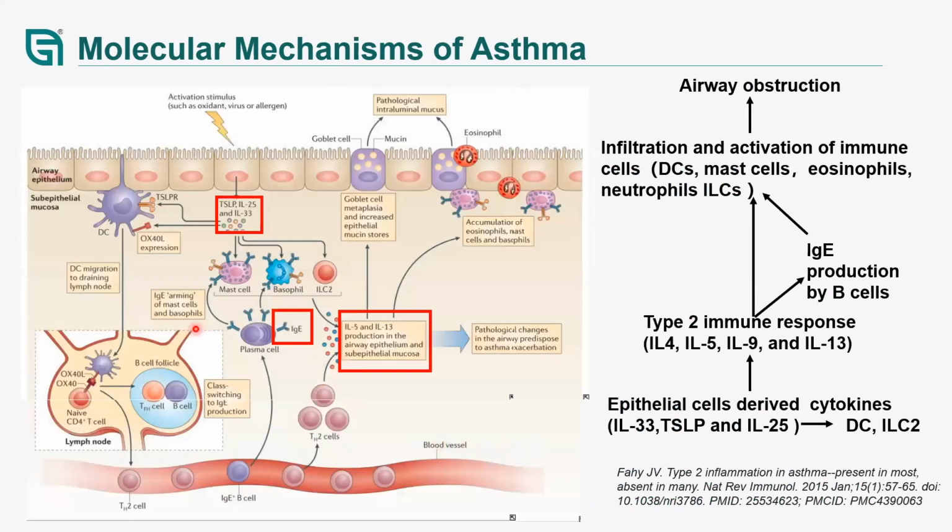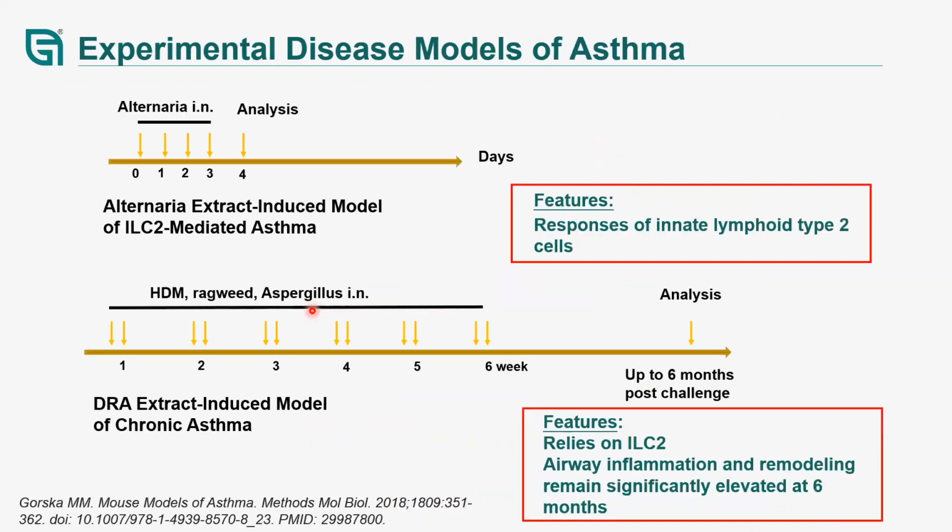Alternaria extract-induced model. The Alternaria extract-induced model of disease uses fungal Alternaria extract intranasal administration to induce disease. The advantages of this are that it's a fungal allergen that's relevant to human disease and induces innate lymphoid type 2 cells. Disadvantages are that it's also a very rapid study, and it may not accurately fully represent the human disease because of its rapid onset.